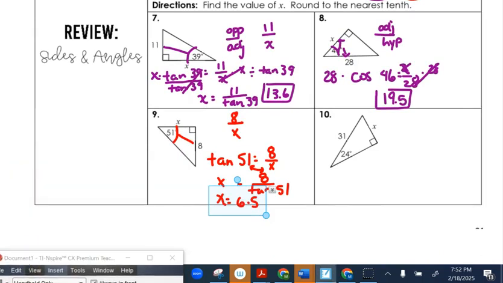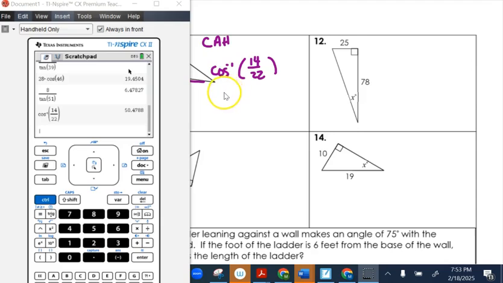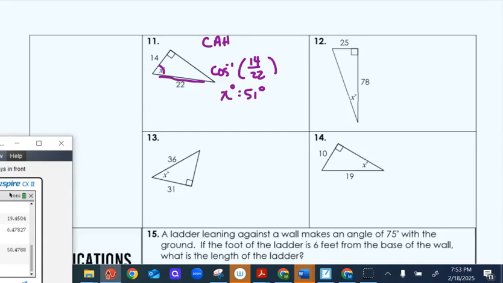All right, let's go into some more things. One more using the inverse function. We don't know x. We do know we have a hypotenuse and an adjacent, so that's cosine. So we'll do the inverse cosine of 14 over 22, and that is 51 degrees.